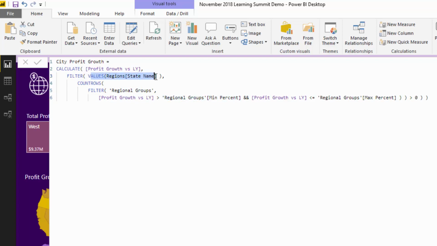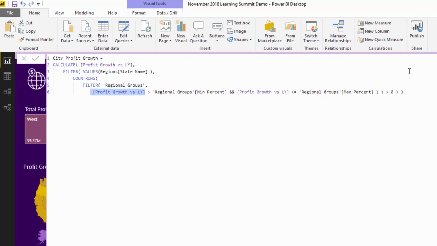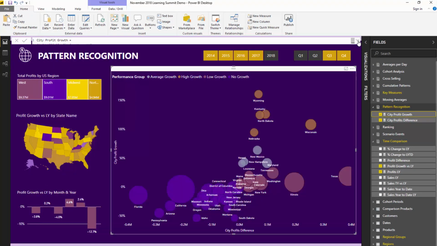So we iterate through every single state, and then we iterate through every single regional group, which is the table I just showed you, and figure out what group this profit growth versus last year lands in based on this particular logic. Is it greater than the min, and is it less than or equal to the max? If that particular state evaluates to true in a particular group, then it gets associated to that group based on this visualization, okay?